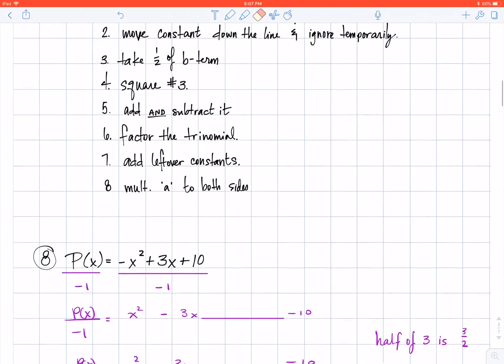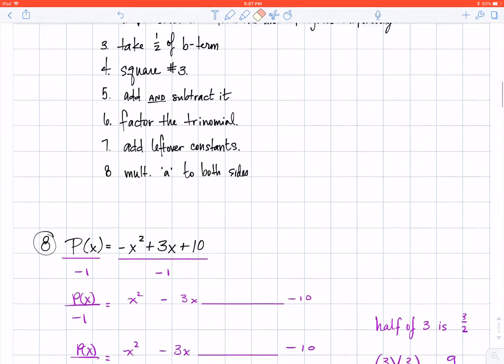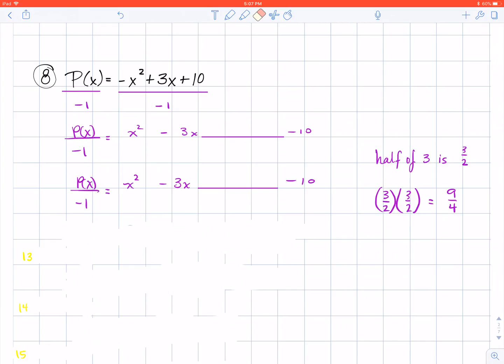And then number 4, you want to square that number. So you want to take 3 halves times 3 halves. And you multiply tops, multiply bottoms, you're going to get 9/4. Now what do you do with that number? You are going to, step number 5, add and subtract it. That's what the blank is for. So we're going to add 9/4 and we're going to subtract 9/4 all at once.